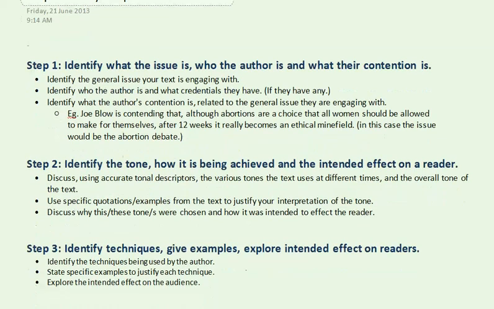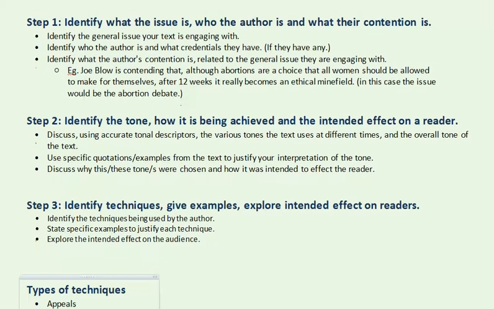Now, step one, as we know, identify what the issue is, who the author is, and what their contention is. So basically, you take the general issue that your text is engaging with. For example, one of the things we did in class, the general issue was the cost of technology in Australia. That's a current issue, and there's been a bit about it in the news recently.